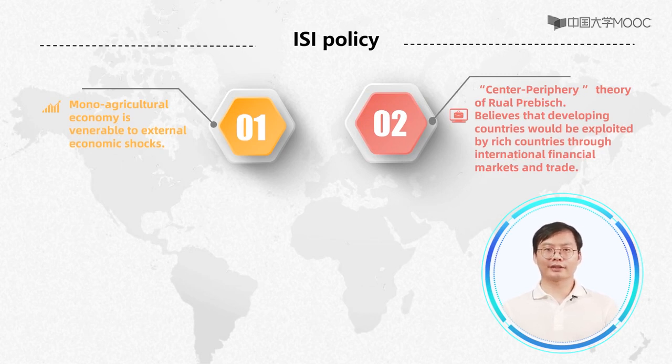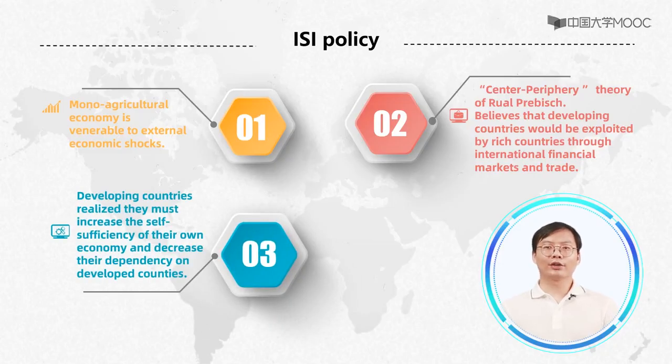Center-periphery theory is from a famous structuralist economist, Raul Prebisch. He believes that developing countries would be exploited by rich countries through international financial markets and trade. For example, Latin American countries produce cheap agricultural products in exchange for durable products. This trade pattern worsened their terms of trade and restricted their economic development. Developing countries realized they must increase the self-sufficiency of their own economy and decrease the dependency on developed countries.